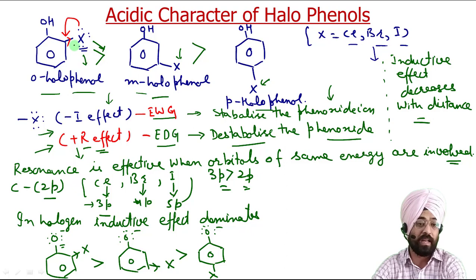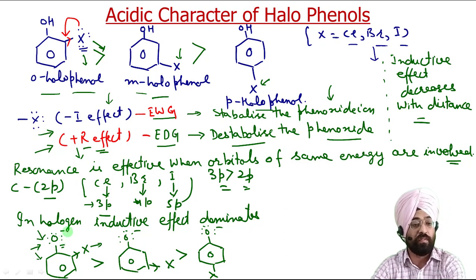As the atom which gives its inductive effect goes away from our center of attraction, like here it is a phenoxide ion, its effect decreases. So the electron withdrawing effect of this halogen is maximum at ortho, then at meta, and then it is minimum at para. So this ortho halophenoxide ion is most stable. It is stable because it is decreasing its electron density, because it is an electron withdrawing group.